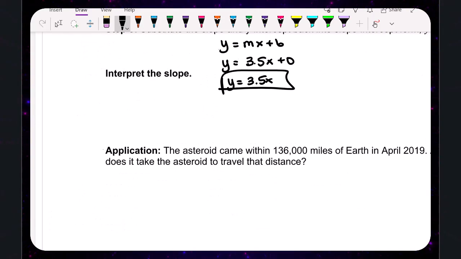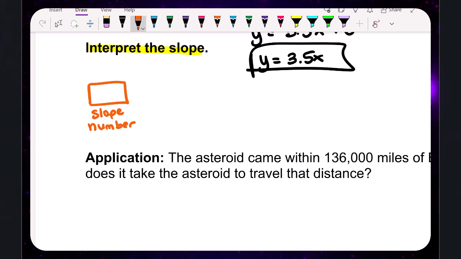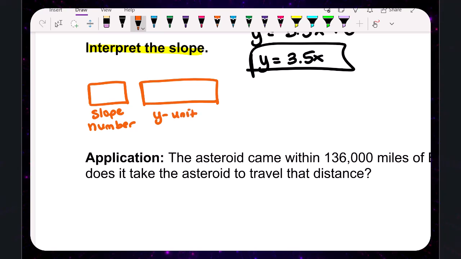Now, I need you to pay a lot of attention to interpreting the slope. A lot of people want to ignore this part because it kind of makes them uncomfortable because they've never had to do it before. But we're going to set it up in the same way. And it's going to help you just mindlessly write it down and then think about it once you write it down. So what you're going to do is make a little box here, and that is the slope number. Okay, then you're going to make another box, and that's going to be your y unit. Now remember, your slope is the change in y over the change in x.